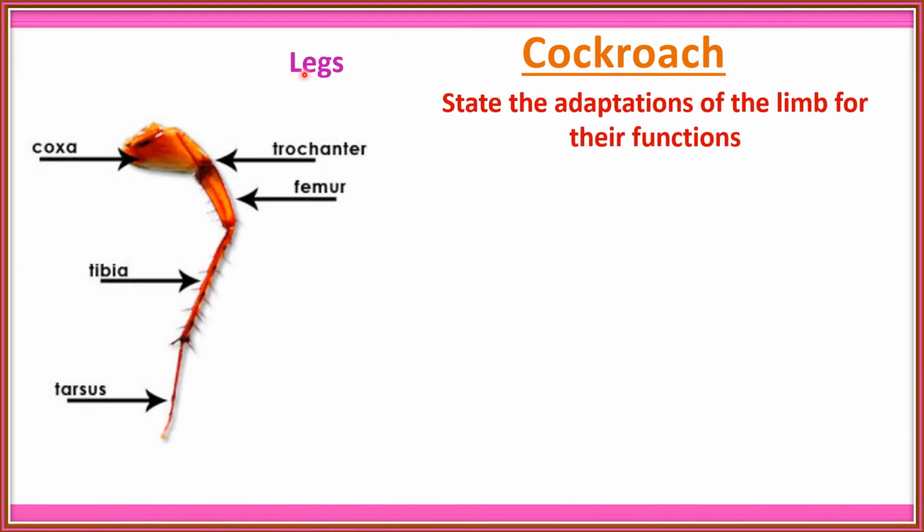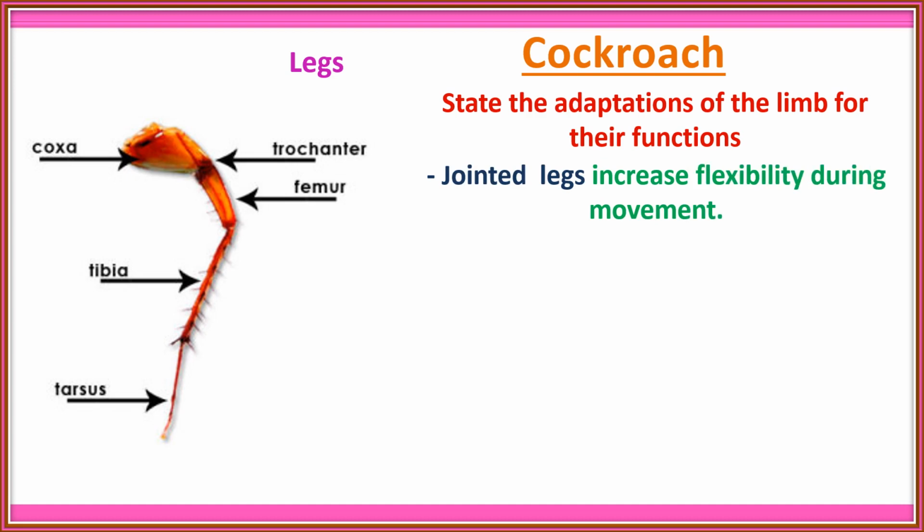Then we want to look at the leg still. We want to state the adaptations of the limb for their function. What are the adaptations of the limbs for their function? If you look at the limbs, you will see that they are jointed legs.